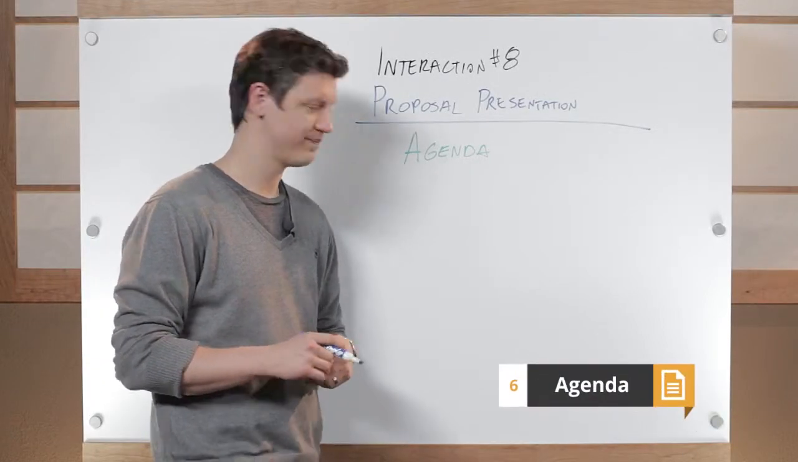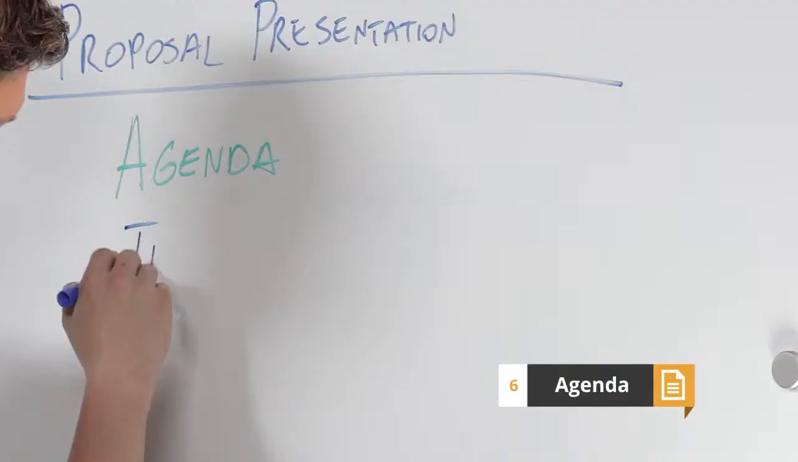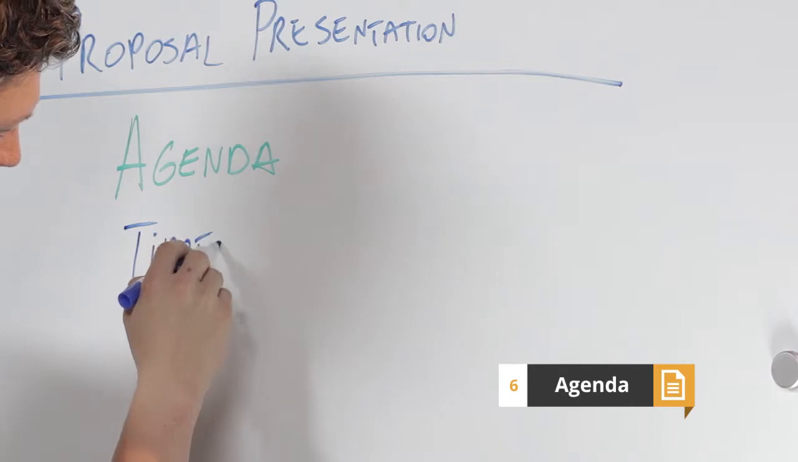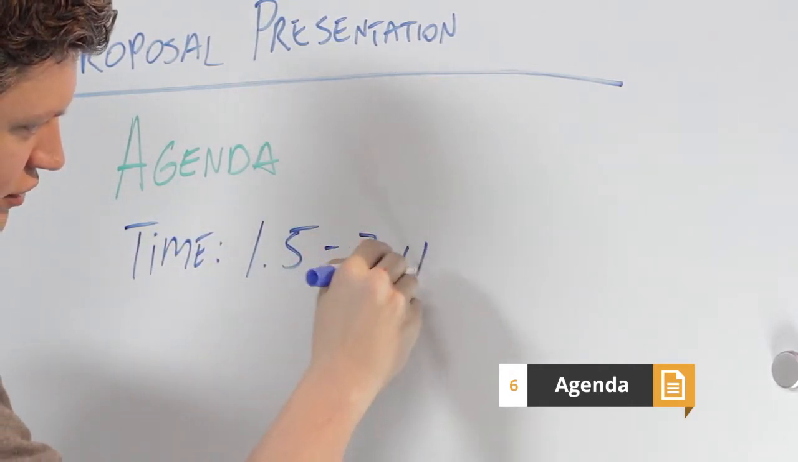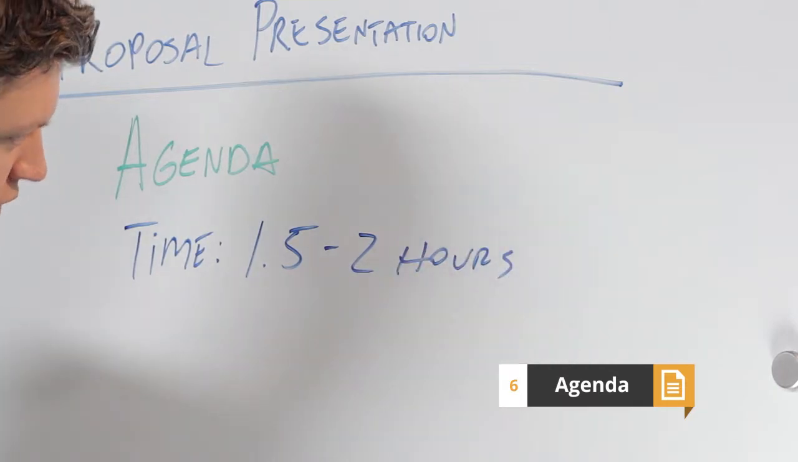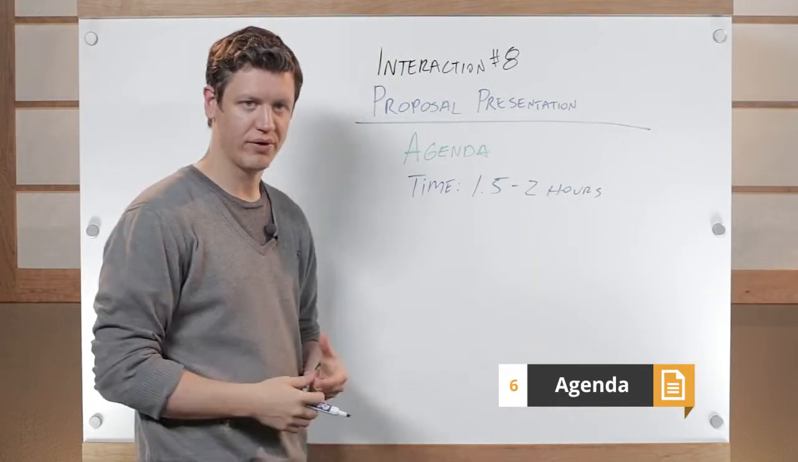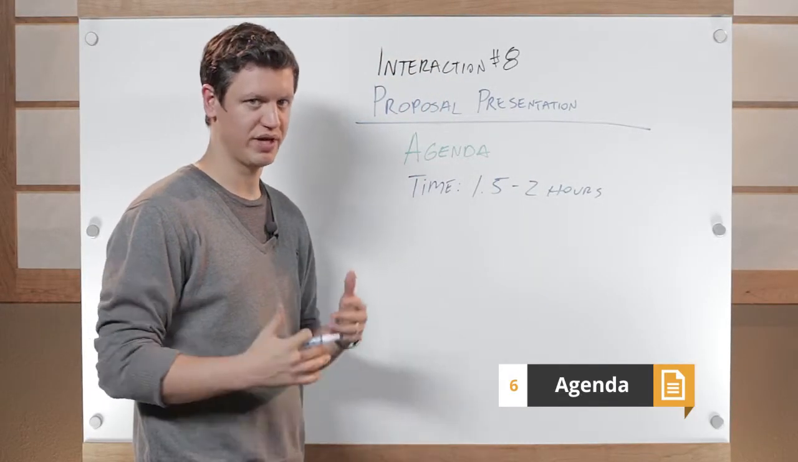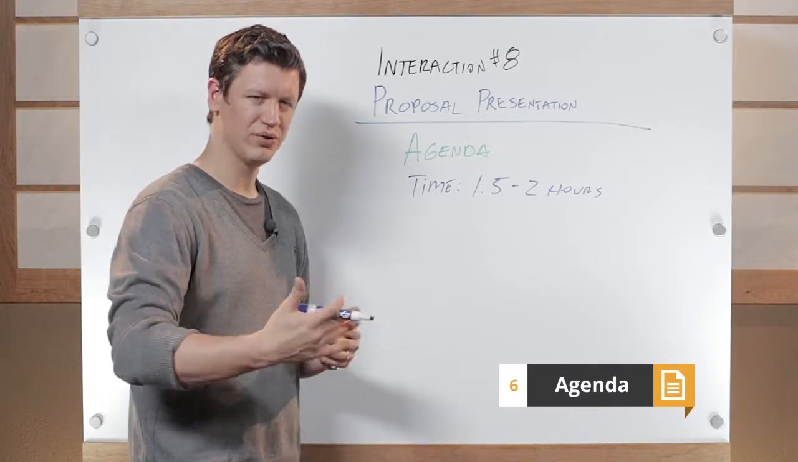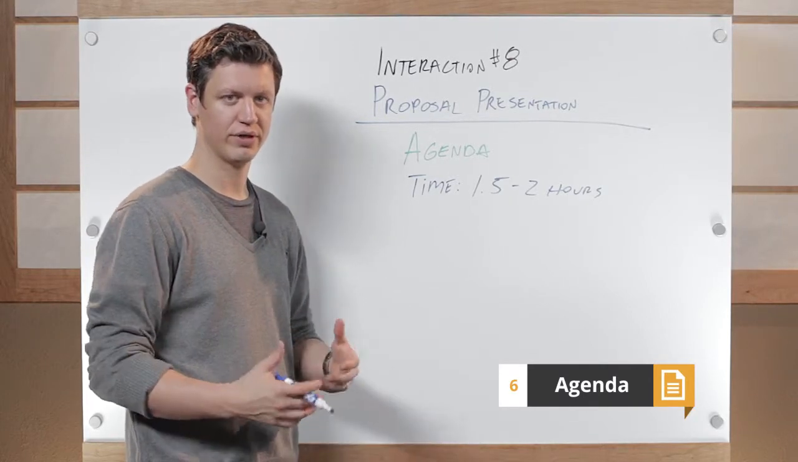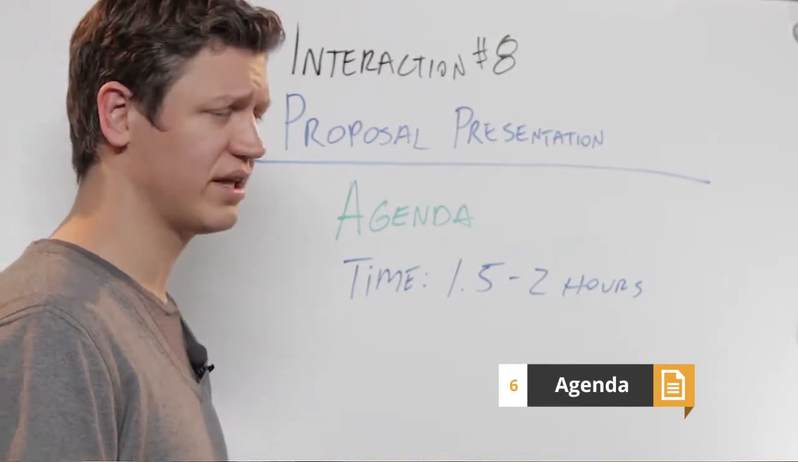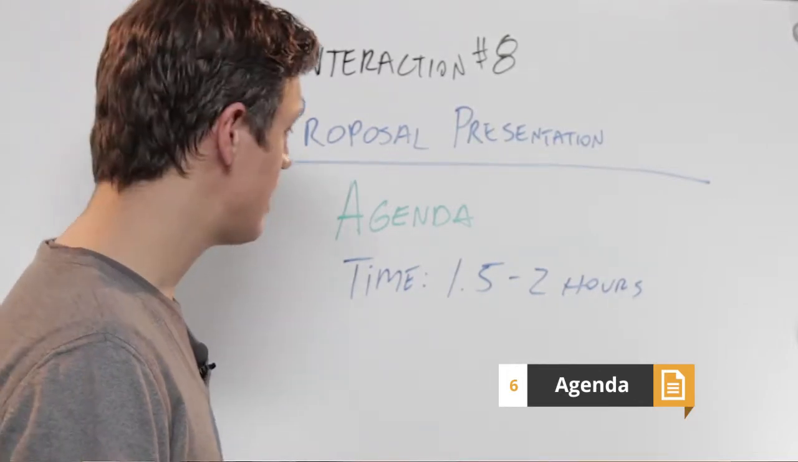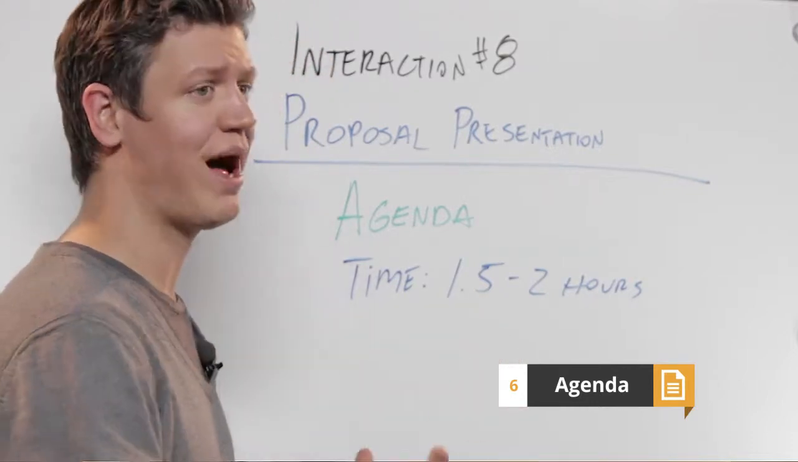So let's look at a sample agenda for our proposal presentation. Again, the time that I would allot for this is going to be in that 1.5 to 2 hours range. For your last few interactions, discovery, proposal presentation, and solution presentation, you're going to allot a good amount of time because you're going through a lot of information, a lot of detail, asking a lot of questions, answering a lot of questions. And so this is typically kind of my top out point.